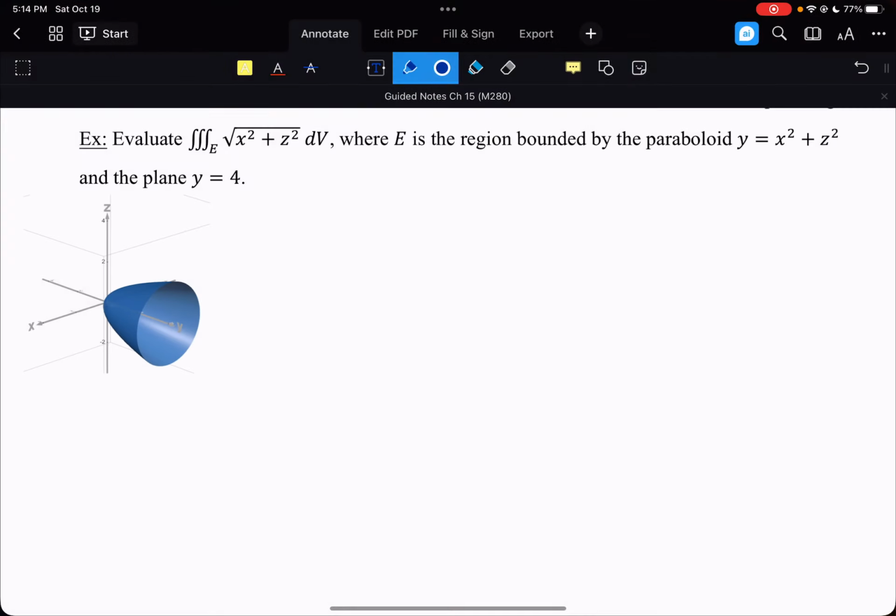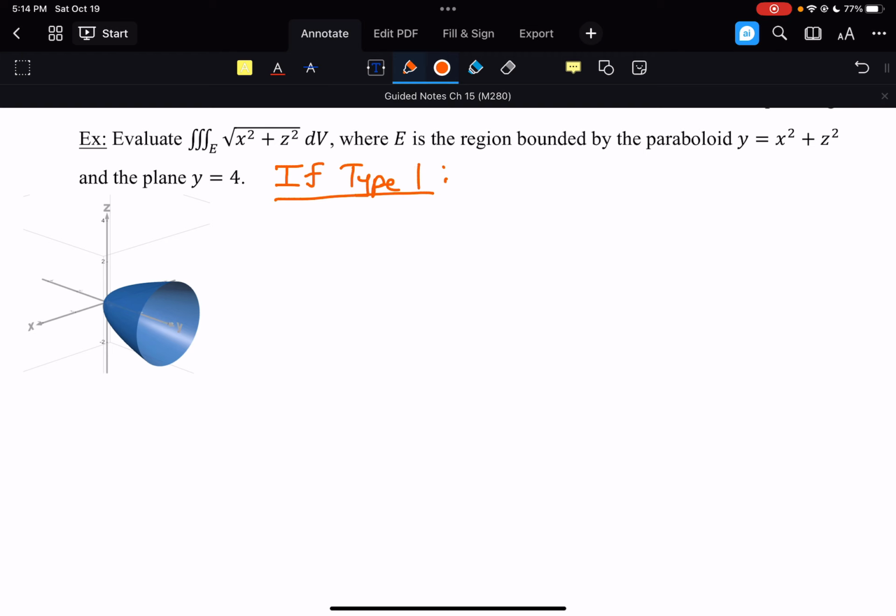Now, if we look at what that entails, we'll do this just at the top here. So if type 1, our region looks something like this. Okay, so this is our region here. That would be D. This parabolic curve, because we're in the xy plane, z is 0, so this would be y equals x squared. This one up here would be y equals 4.